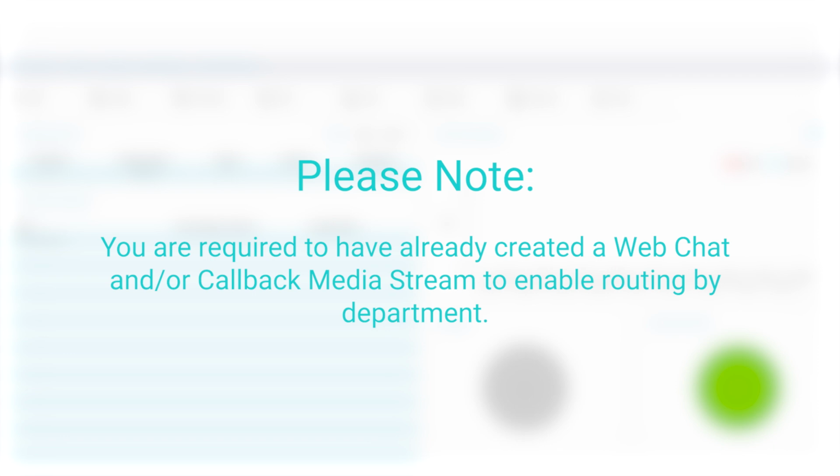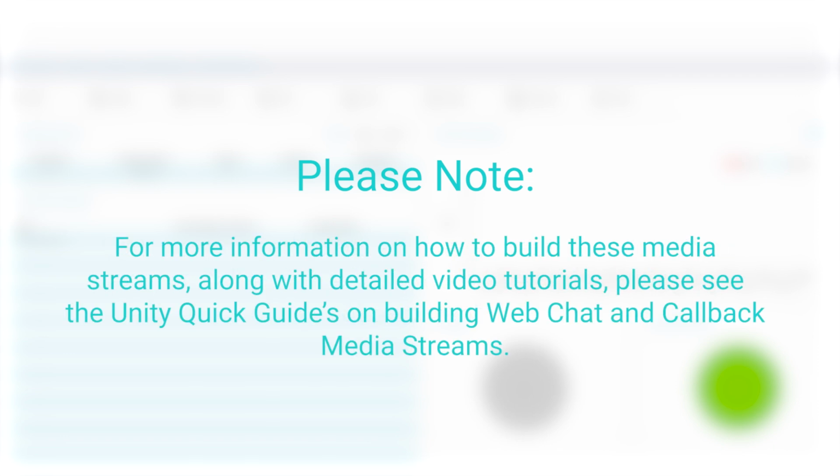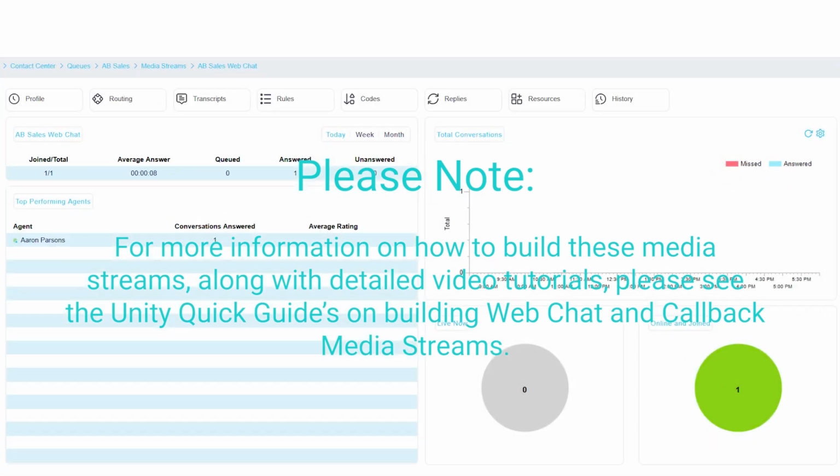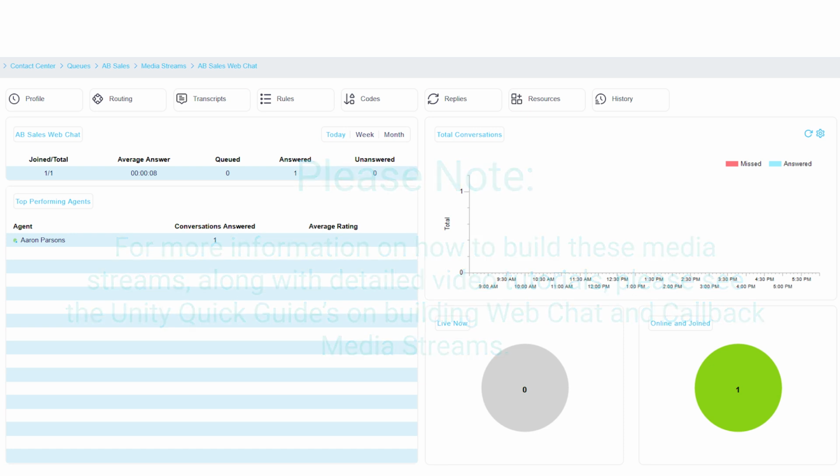Before starting, please note that you are required to have already created a web chat and/or callback media stream to enable routing by department. For more information on how to build these media streams, along with detailed video tutorials, please see the Unity Quick Guides on building web chat and callback media streams. In this example, we will be using a pre-existing web chat media stream entitled AB Sales Web Chat.